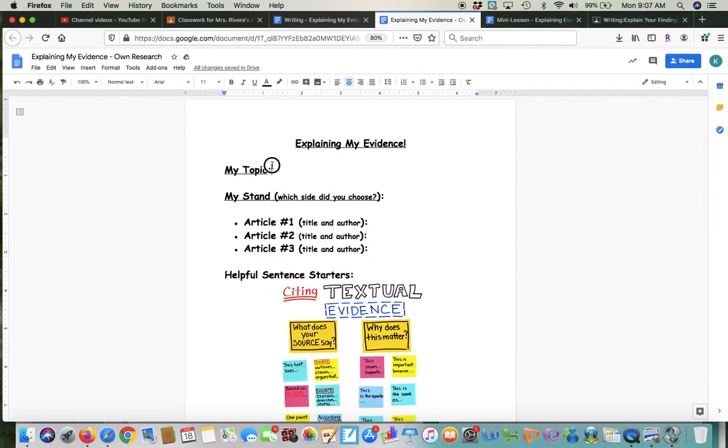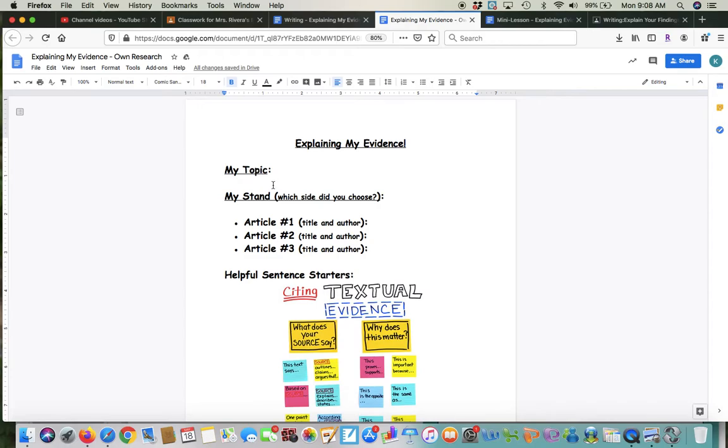So here is where you write your topic. If your topic was about Fortnite, you're going to write that here. If your topic was about something else, you're going to put it there. Then you're going to write what your stand is, or what side you're on. If you are for wearing uniforms or against wearing uniforms, or whatever your topic is, you're going to write if you're for or against right here.